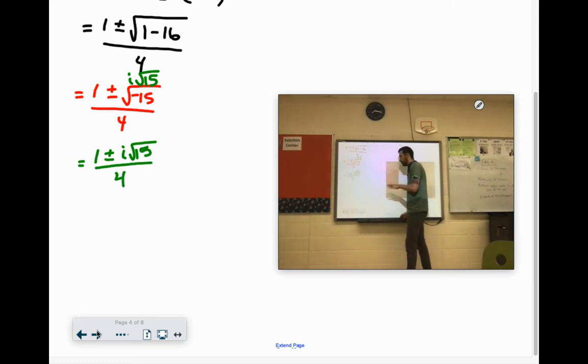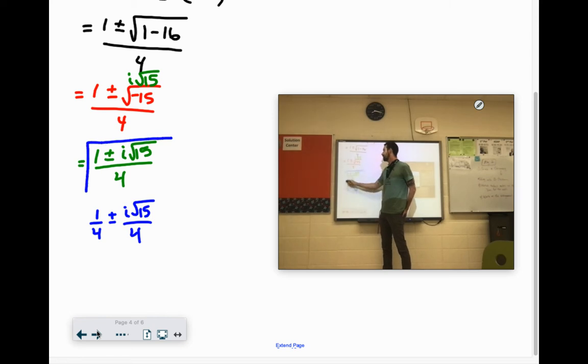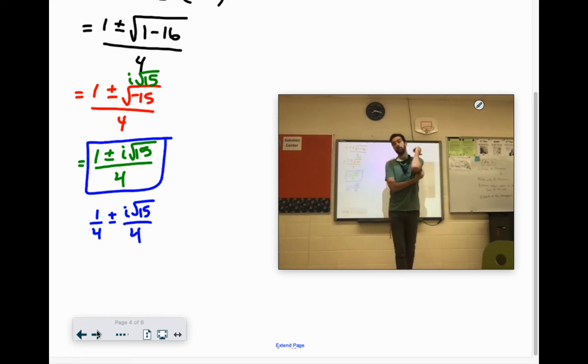Now, I want you to, in your head, separate these into two fractions and see if you can simplify either part. The 1 over 4 plus or minus i root 15 over 4. Can you simplify 1 over 4 at all? No. Can you simplify i root 15 over 4? No. So, if you know that, I want you to rewrite your final answer as one fraction. I know that seems crazy to separate it and then join it back together, but you can kind of separate it in your head sometimes.